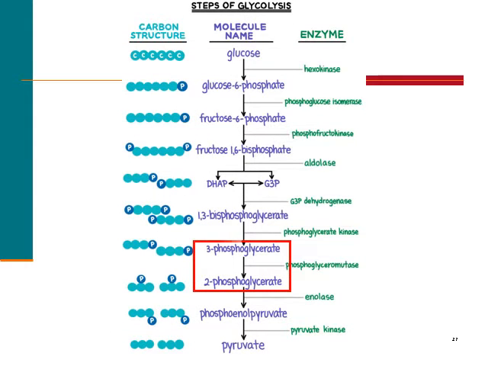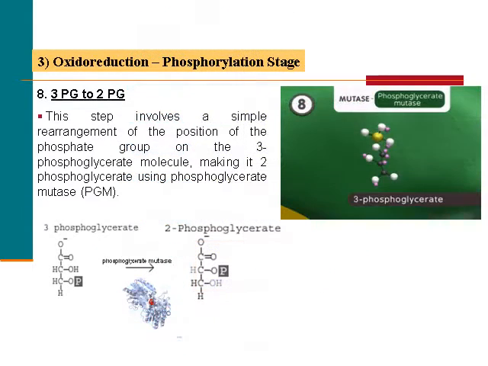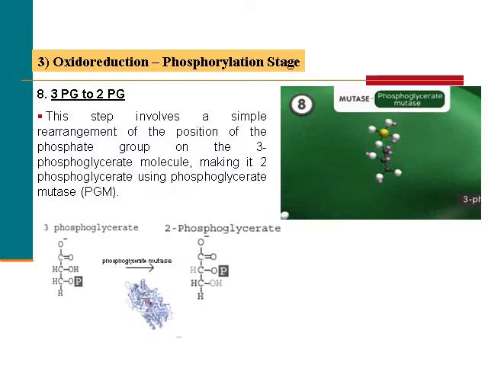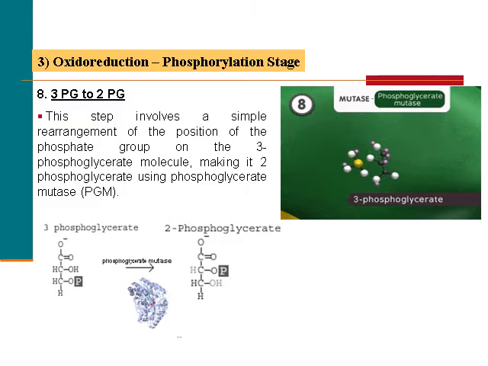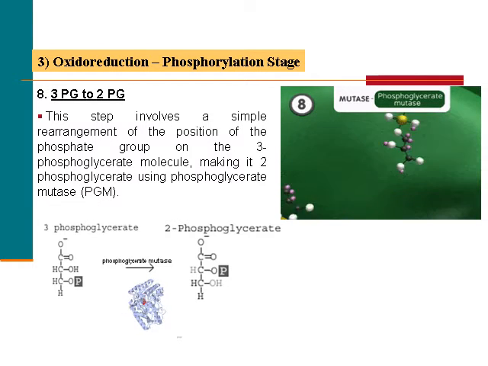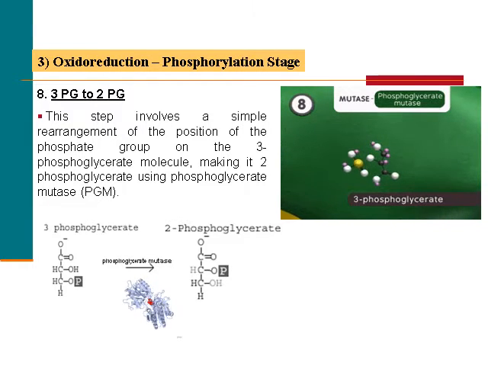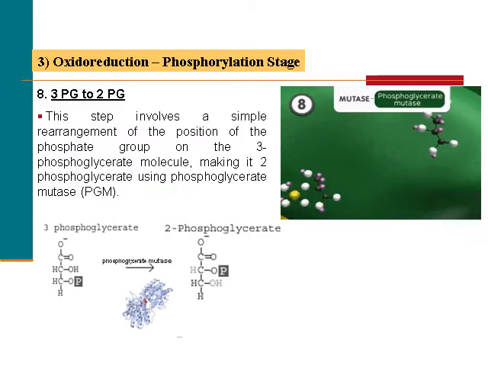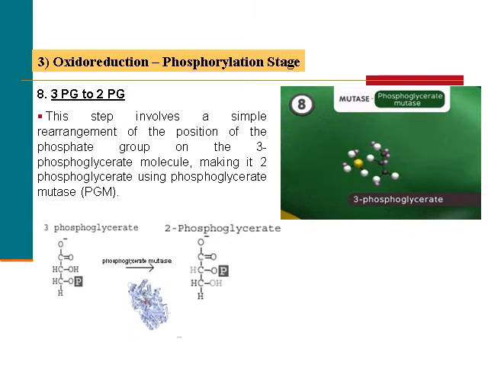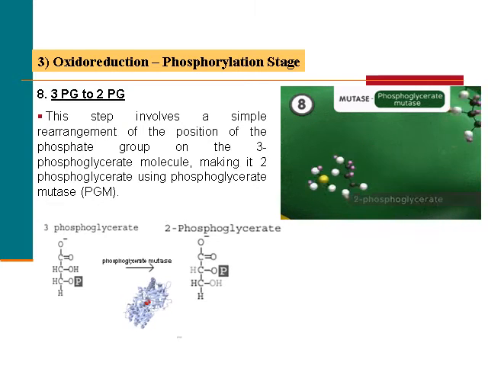Now let's move on to the eighth reaction of glycolysis, 3-PG to 2-PG, 3-phosphoglycerate to 2-phosphoglycerate. In this step, there is a simple rearrangement of the position of the phosphate group on the 3-phosphoglycerate molecule, making it a 2-phosphoglycerate molecule, using phosphoglycerate mutase. This mutase enzyme catalyzes the transfer of a functional group from one position on a molecule to another. So this is simply a rearrangement reaction.